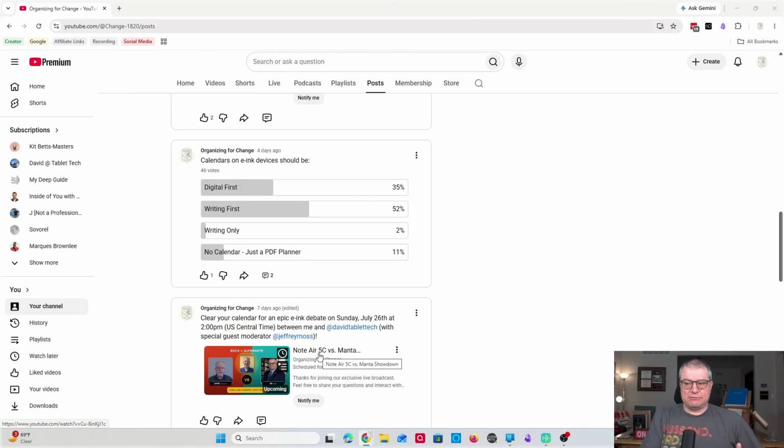Then the last one was writing only. It doesn't link to anything. You can't have Google Calendar. You can't have Outlook, but you can have a calendar app. I don't know what device fits in that category, and you can see from the poll results that not many people said much about that.